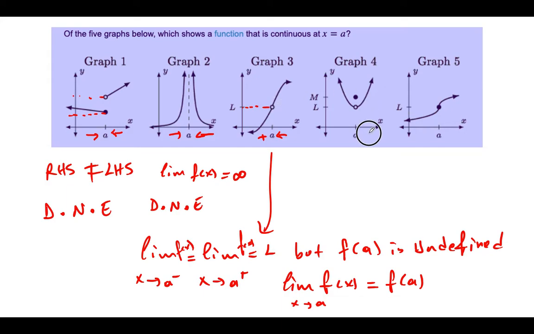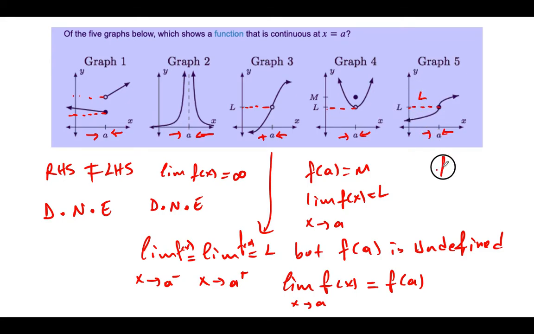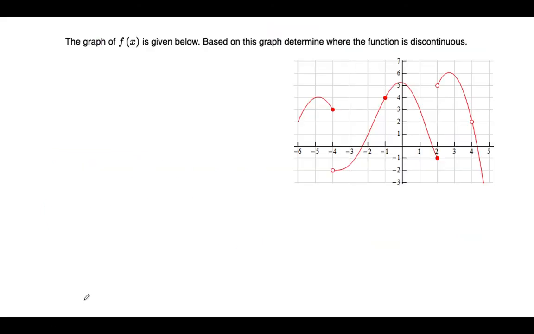When I look at the right hand side and the left hand side here, the limits are equal to L, but f(a) is equal to m, and the limit of f(x) is equal to L as x approaches a. Since m and L are different from each other, the function is not continuous. But here on the right hand side and on the left hand side, the limit is equal to L and f(a) is equal to L. Only graph 5 is continuous, all the others are discontinuous functions.